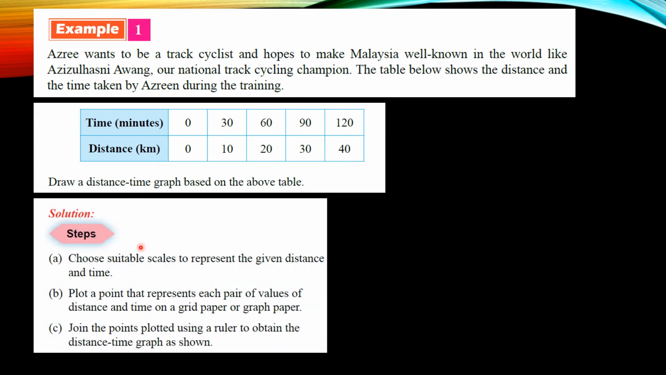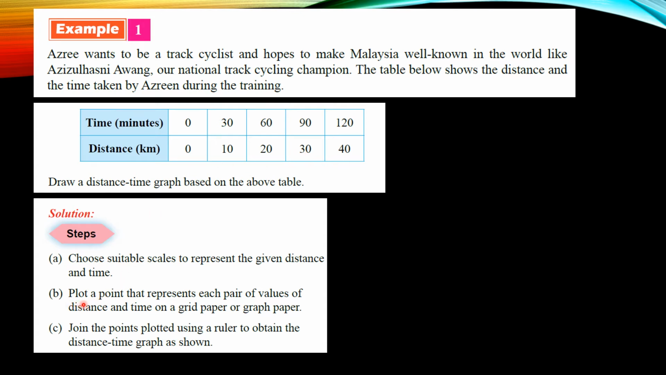When you want to draw the graph, first you have to choose suitable scales to represent the given distance and time. From the table, you can see the time is 0, 30, 60, 90, 120. That means the difference between each value is 30. For distance, the given values are 0, 10, 20, 30, 40, so the difference between each value is 10.